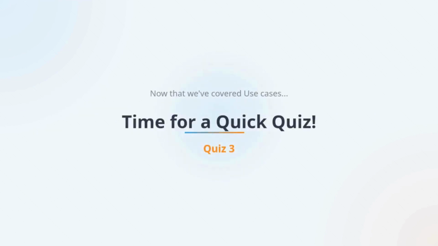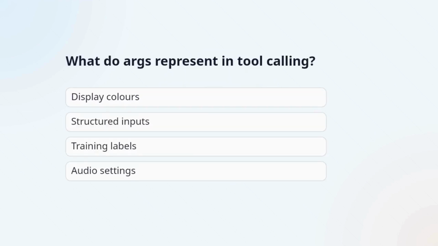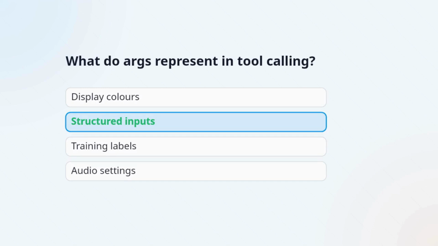Now that we've covered use cases, let's test what we've learned so far. Here's quiz number 3. See if you can get it right. Question 1. What do args represent in tool calling? The correct answer is structured inputs. Args are the structured parameters passed to a tool or function so it can run correctly.